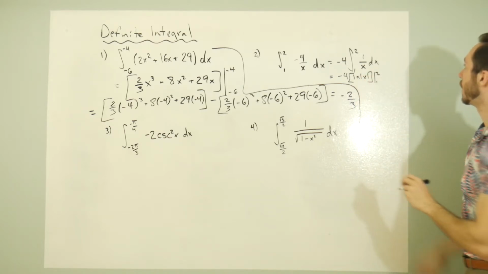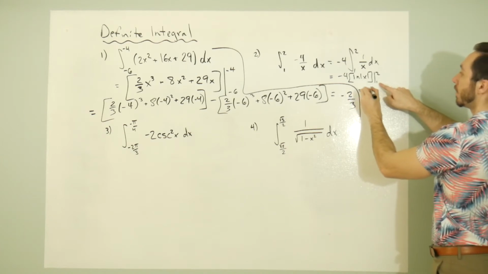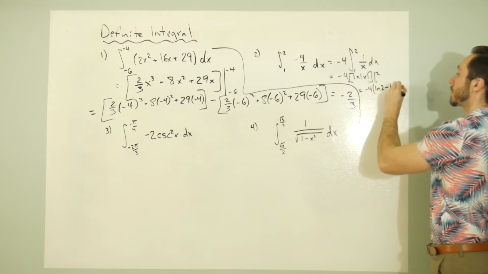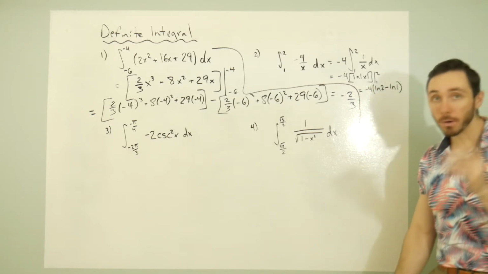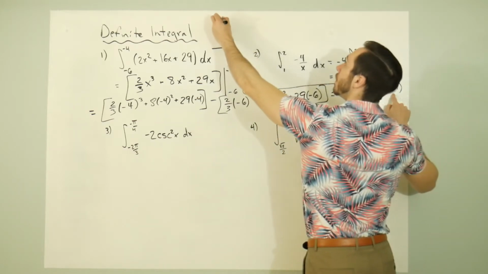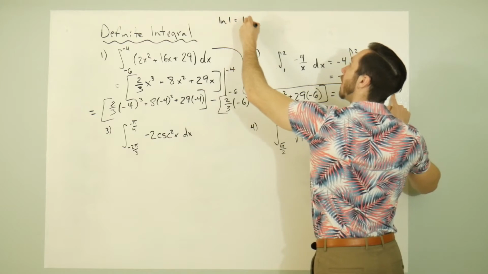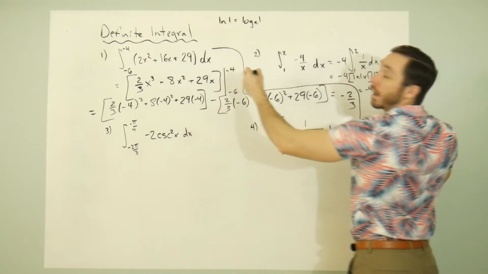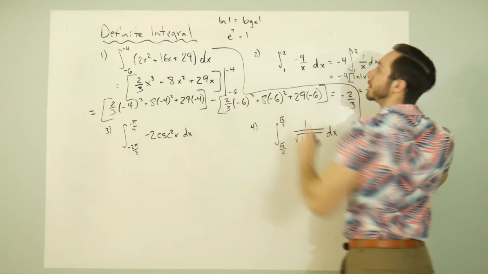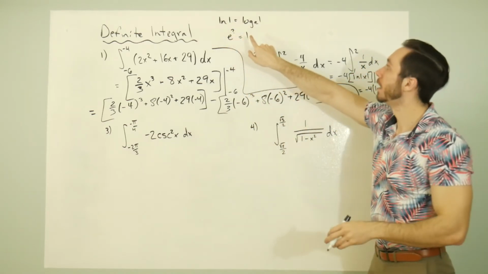All right, so let's plug in 2 and let's plug in 1. This is going to be -4 times natural log of 2 minus natural log of 1. We know the natural log of 1. We can think of it this way. Natural log of 1 is the same thing as log base e of 1. We can think of this as e to what power is equal to 1? Well, anything raised to the 0th power other than 0 is 1.